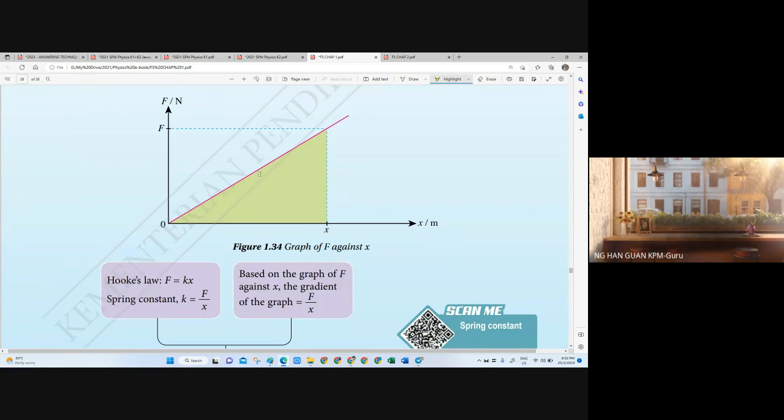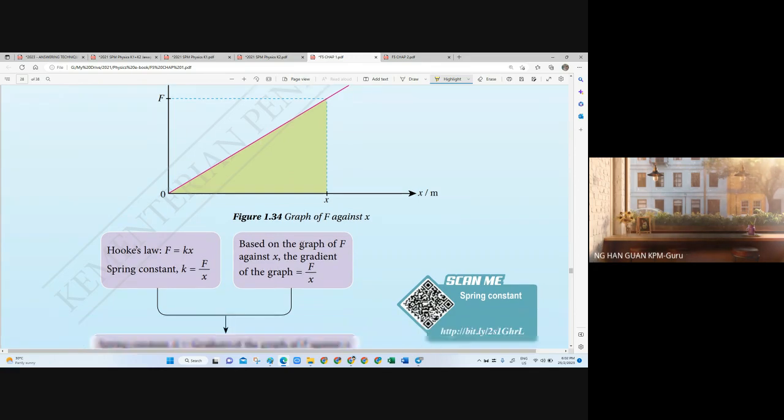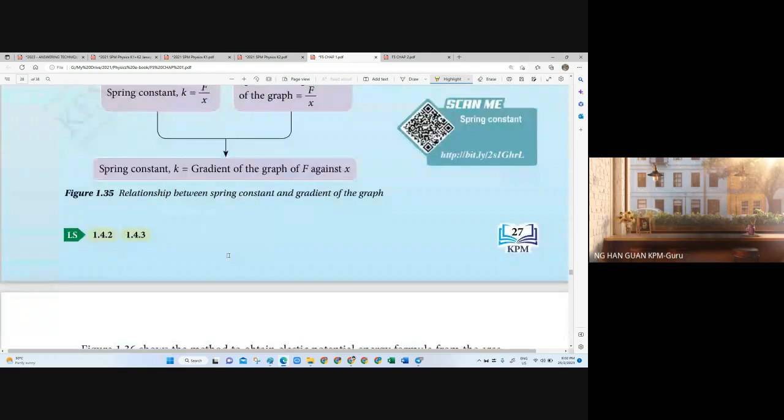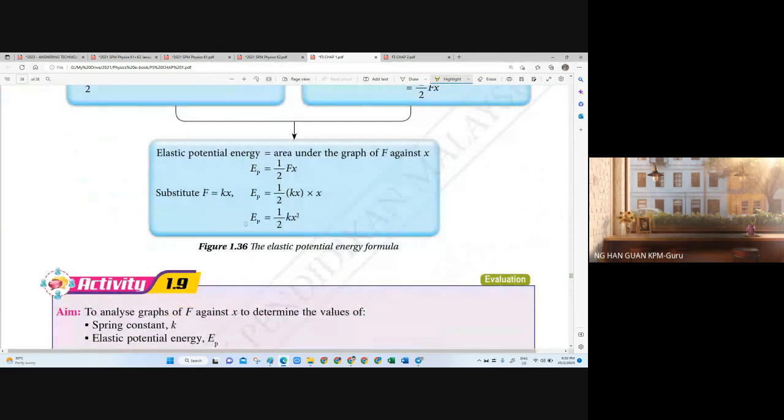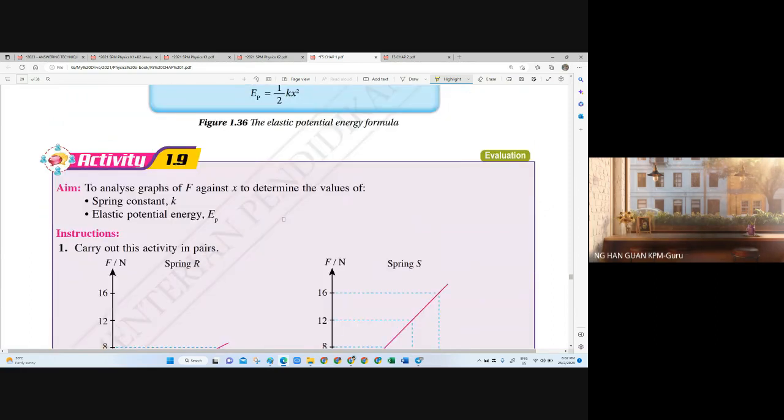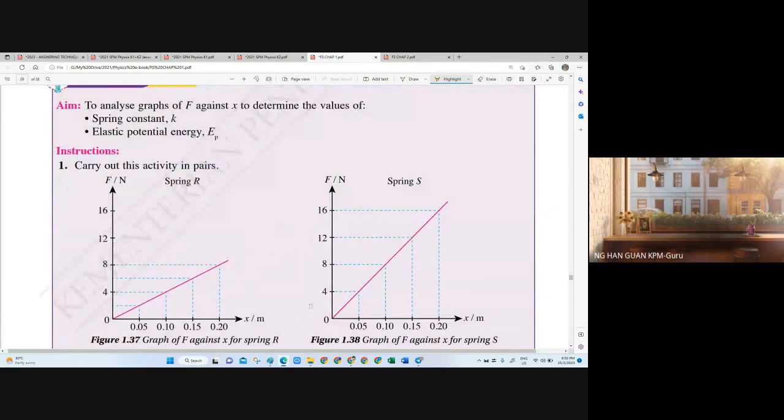So that's why we have 1/2 Fx. That is the energy. Since k is the spring constant, F equals kx. Once you substitute the formula, the elastic potential energy is equal to 1/2 kx squared as well. I told you this from the beginning already. Now I just want to make sure they understand the concept here.